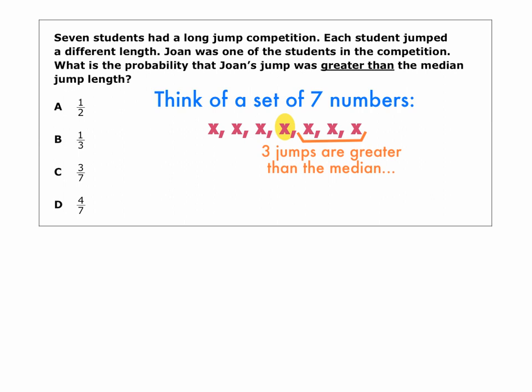So my favorable outcome would be the 3 that are greater than the median, and my total number of outcomes would be 7 because that's how many students were in the competition. So my answer is C, 3 over 7.